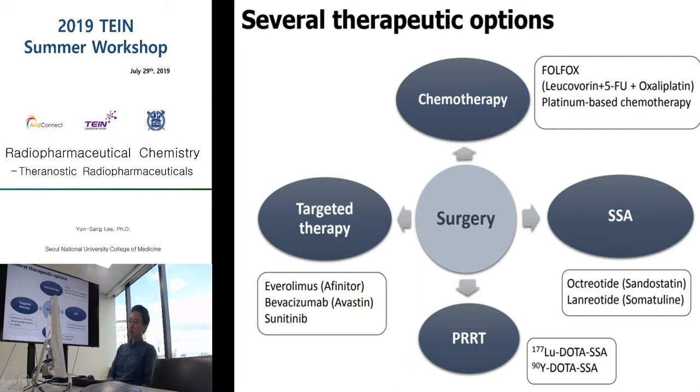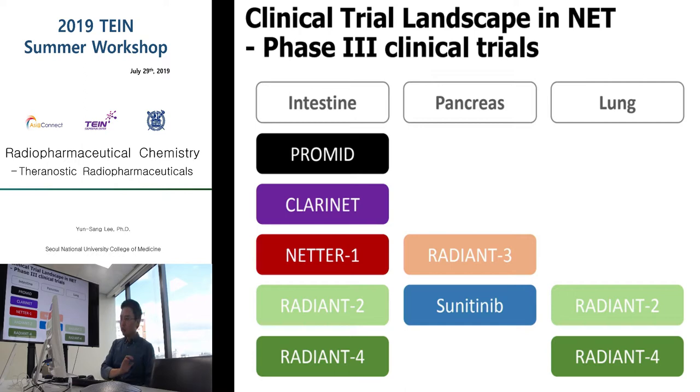The primary will be the surgery, and others will be targeted therapy, chemotherapy, somatostatin analogs, and PRRTs. And these are drugs that are now clinically approved and used in clinical situations. So what kind of trials have been done recently is here. And there are many trials now, summarized here. And I'll just briefly show some of the clinical trials.